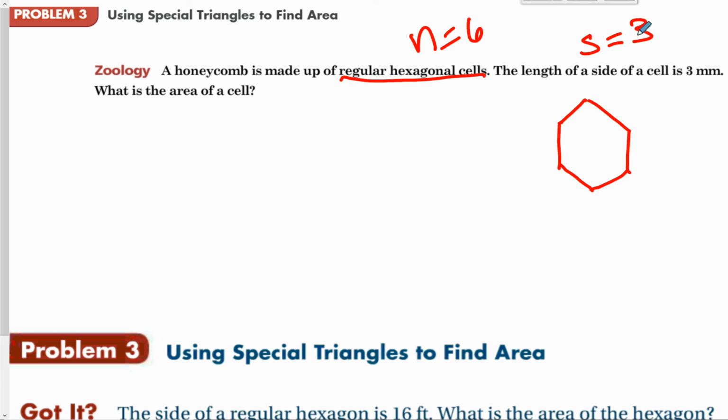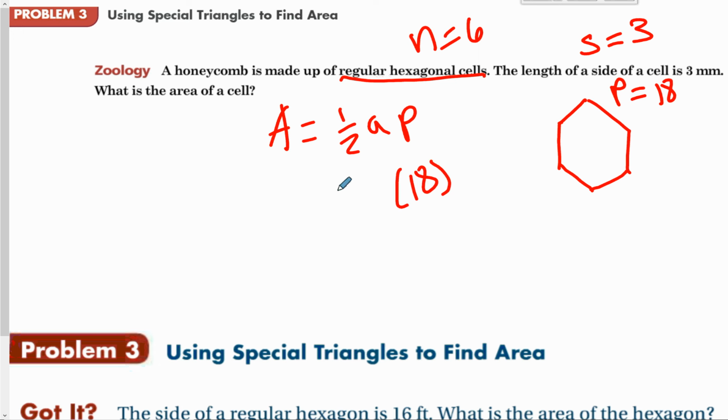So then what would the perimeter be? Would that be 18? And what is the area of this cell? Well, the area equals 1/2 the apothem times the perimeter. Well, we know our perimeter is 18, and we have the 1/2, but what is a, little a? That'd be the apothem, right? So that's from the center to the edge. We'll see here we're putting together both the two previous things, problem number 1 and problem number 2.